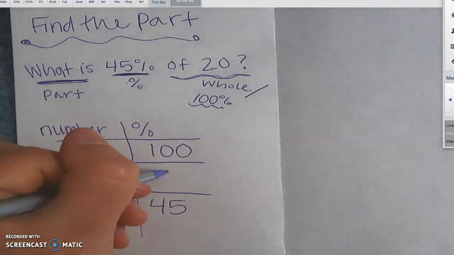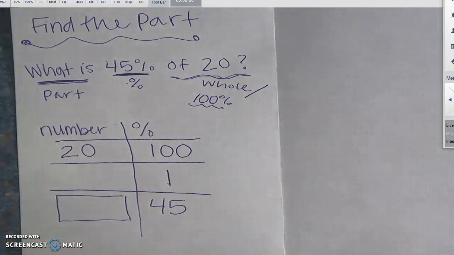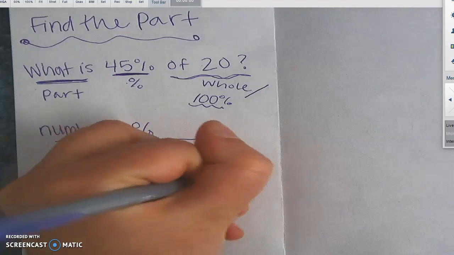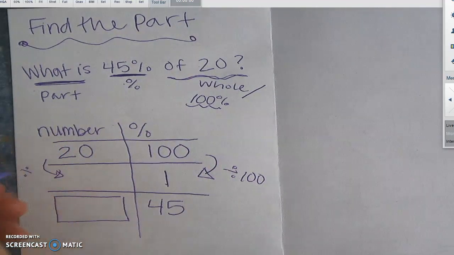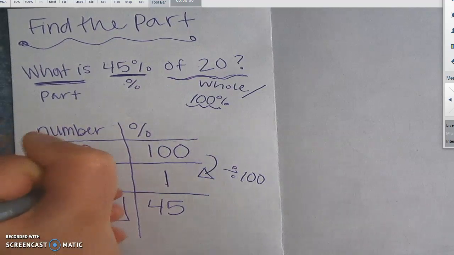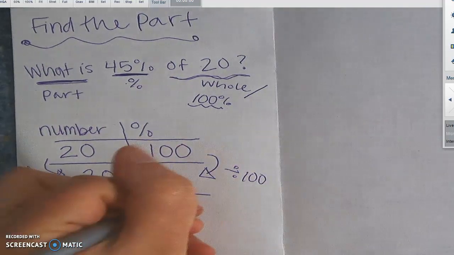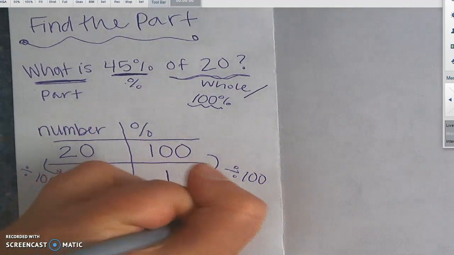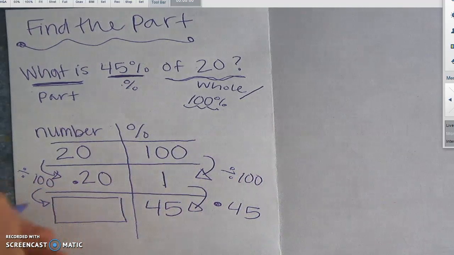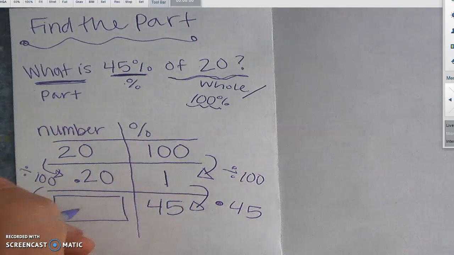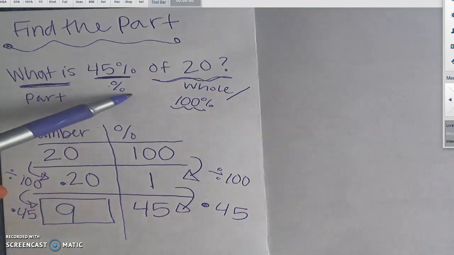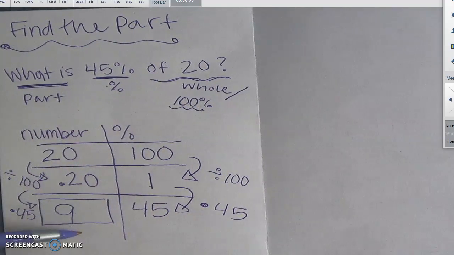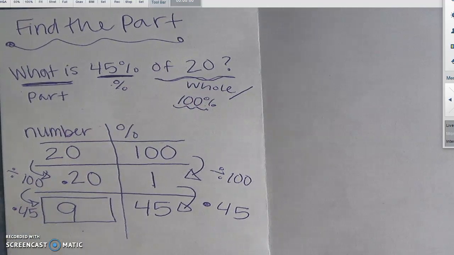So here, I'm going to fill in a 1. I'm going to divide by 100, divide by 100, normal table business. 20 divided by 100 is 0.20. And then I need to do times 45, which gives us 9. So the answer to what is 45% of 20 is 9. 9 is 45% of 20.